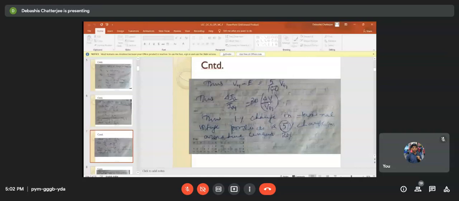So thus a change of 1% in terminal voltage, sorry, not armature current, 1% in terminal voltage. So if delta V is only 1%, just a minute, someone is trying to join, is it?